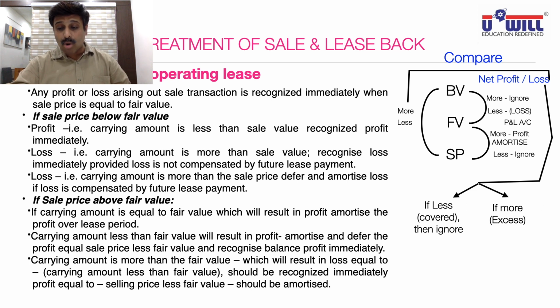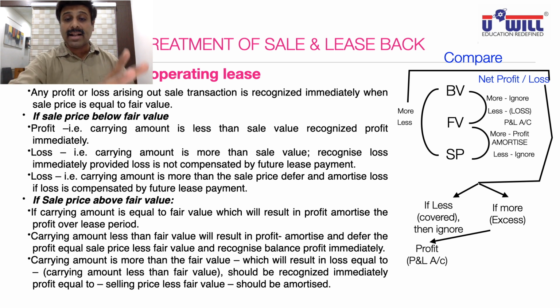However, if it is more, excess means not covered. If left side the net profit or loss, whatever you get, suppose it comes to 50, right side it comes to 30, means only 30 is covered, 20 is not covered. 20's effect is still remaining. Right side we have given the effect of only 30 and left side selling price and book values difference is coming 50. 20's effect is still remaining. What will you do with that? If it is profit, take it to P&L account immediately.